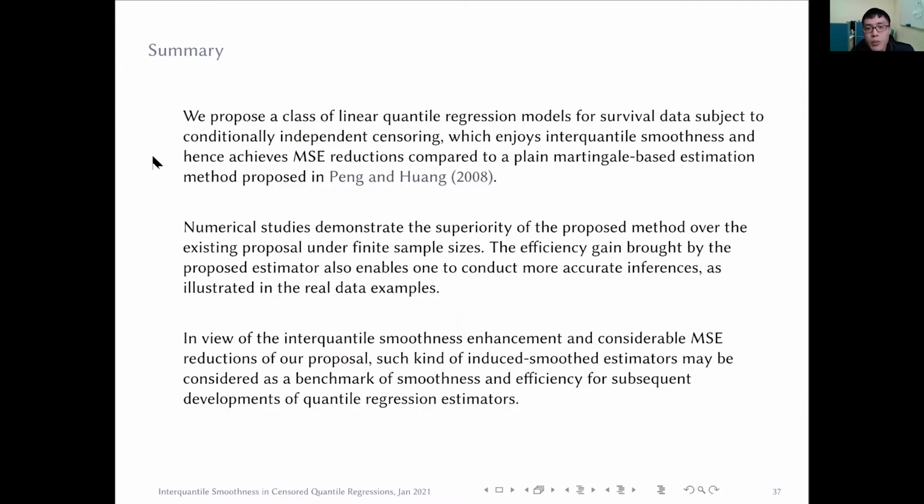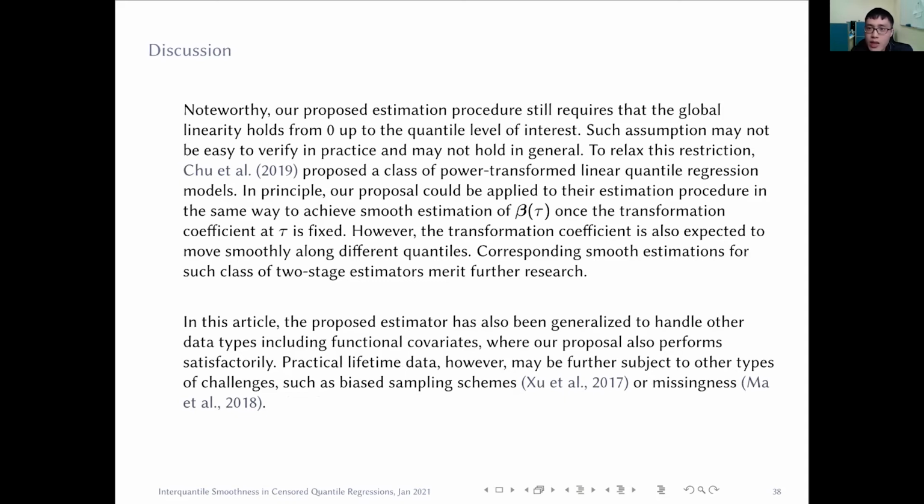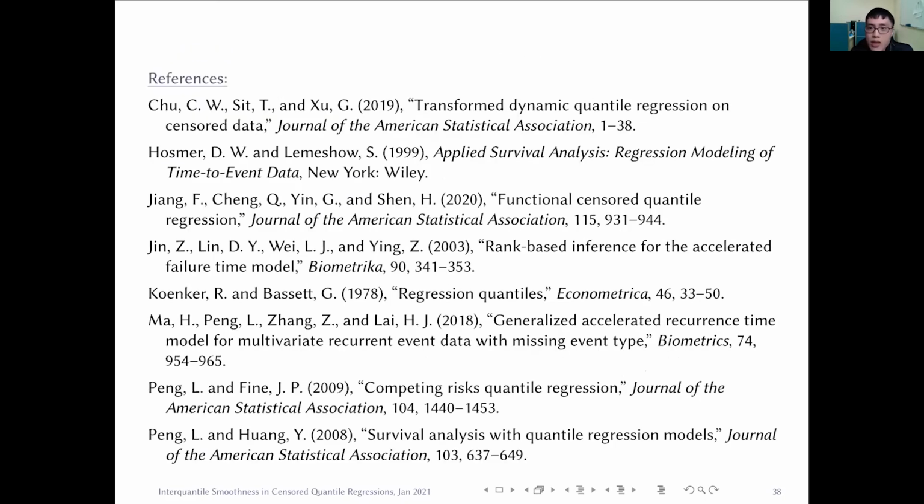So, in summary, we propose a class of linear quantile regression models for survival data subject to conditional independent censoring, and it enjoys interquantile smoothness and MSE reductions. Numerical results show that our proposed estimator is better than the plain estimator in the literature, and we recommend that it serve as a benchmark for smoothness and MSE reductions for subsequent developments. Two possible directions to extend our model, and I will skip them here as well. So my talk ends here. Thank you for your attendance and your attention.